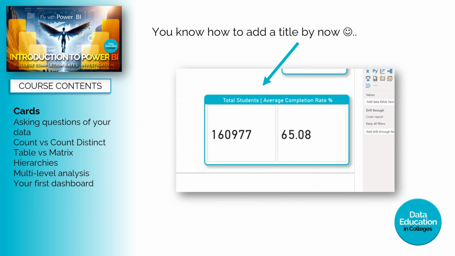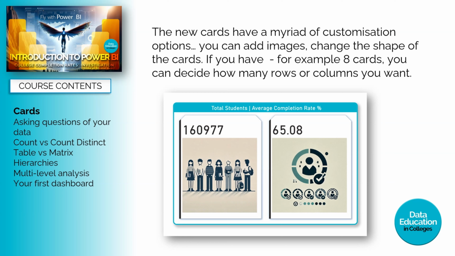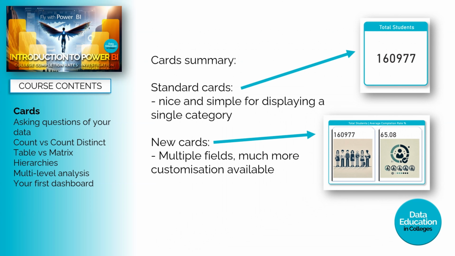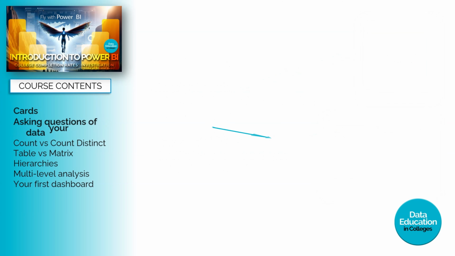You know how to add the title by now. Think about it, we've got two fields in here, so I've put total students / average completion rate. And you've got a myriad of other customizations in here. I've put images, I've changed the shape. You can add in multiple ones, you can have multiple rows, columns, and so on. So a wee summary on the cards. The simple one, nice and simple, displaying a single category. But the new cards, much more customization, multiple fields, and so on. Use cards, they're really useful just for, as I say, really emphasizing one piece of data.